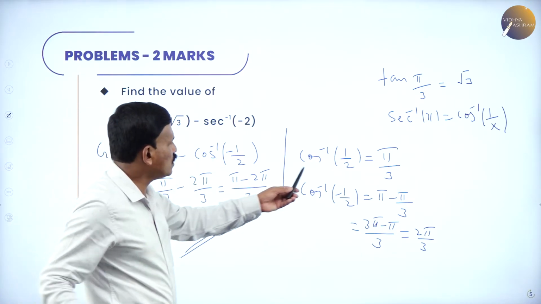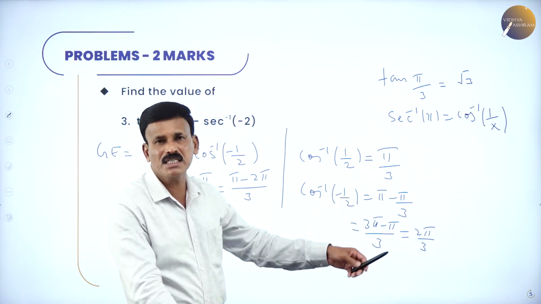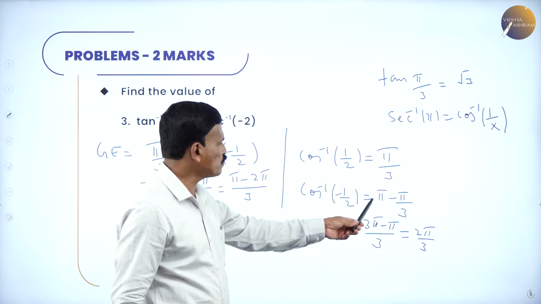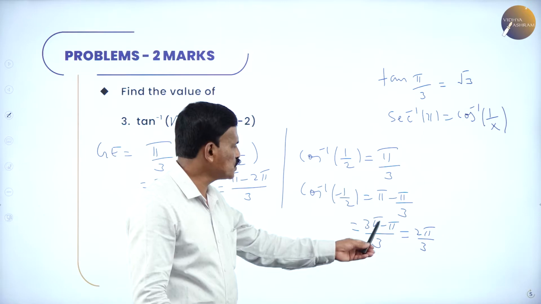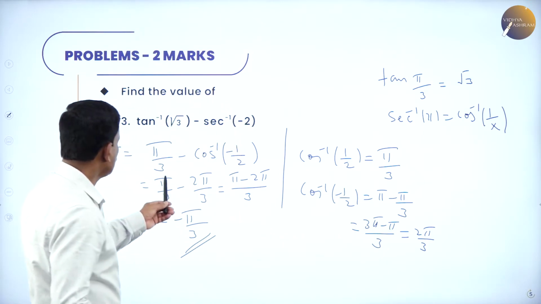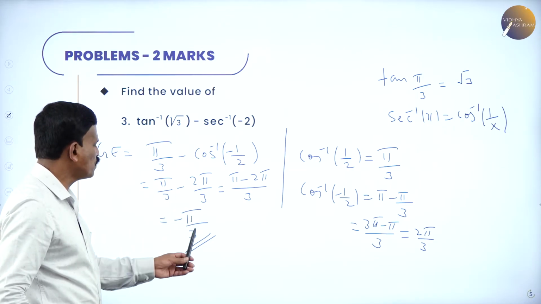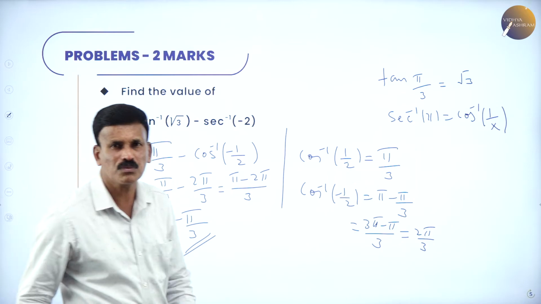Since cos inverse of 1 by 2 is pi by 3. If it is negative, it means pi minus that particular angle. Cos inverse of minus 1 by 2 is pi minus pi by 3. Take LCM, 3 is the LCM. 3 pi minus pi is 2 pi by 3. So, here pi by 3 minus 2 pi by 3. Take LCM, 3 is the LCM. Pi minus 2 pi is minus pi by 3, which is the simplified answer for this problem.